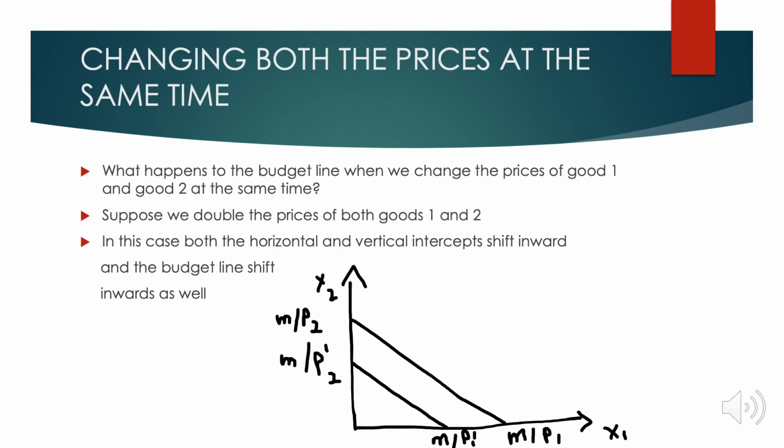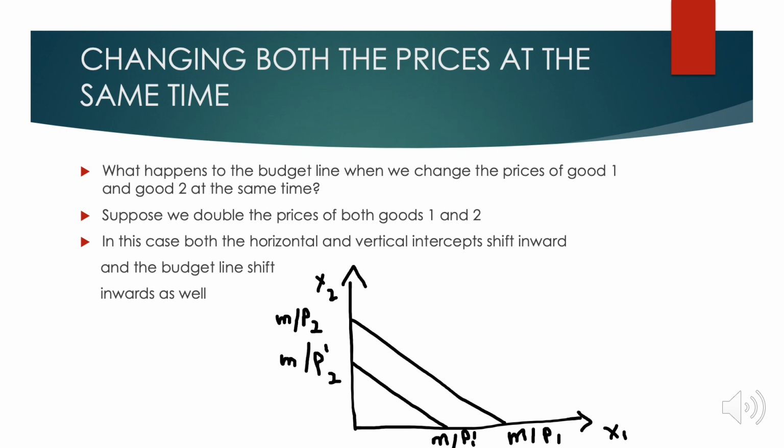Now what happens to the budget line when we change the prices of good 1 and good 2 at the same time? Suppose we double the prices of both good 1 and good 2. In this case, both the horizontal and vertical intercepts shift inward and the budget line shifts inward as well. And also, multiplying both prices by 2 will be exactly like dividing the income by 2.